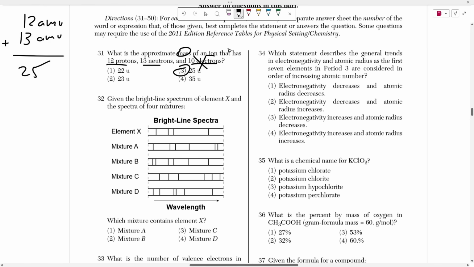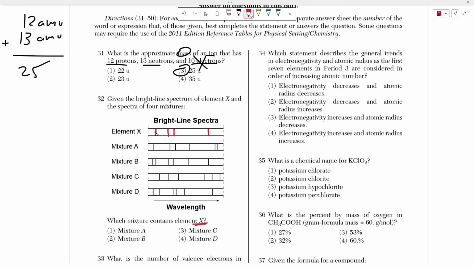Number 32 says, given the bright line spectrum of element X and the spectra of 4 other mixtures, which mixture contains element X? So essentially, when you place element X in this bright line spectra environment, it releases light in these bands only. All right? These are mixtures that contain element X and other elements. And then when you place them in a certain mixture, they're going to also release light. Whichever mixture contains element X is the one that's going to have this same banding pattern in it. All right, this is kind of like a marker that we use to identify element X. So whoever else has these marks in these exact same locations are going to be the mixtures that contain X.